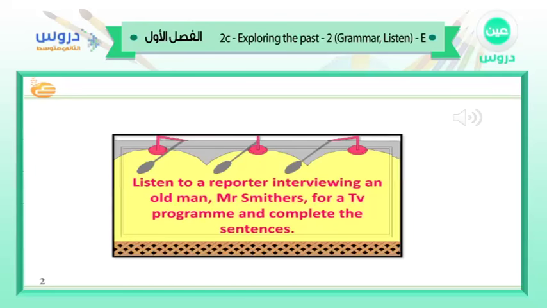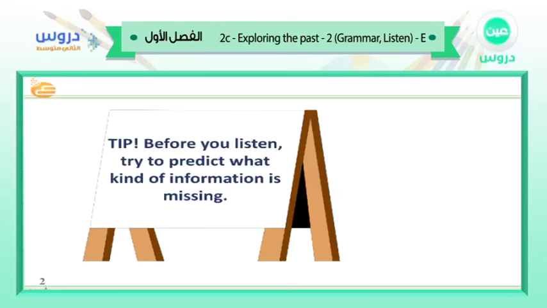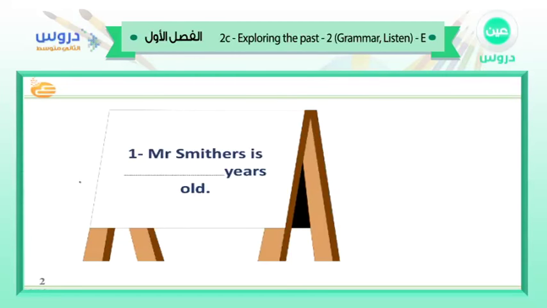Okay, everyone, we just listened to the interview. I hope you took some notes. So, let's see. First information. Mr. Smithers is blank years old. How old is Mr. Smithers? He is, of course, 100 years old. Wow. He is 100 years old.